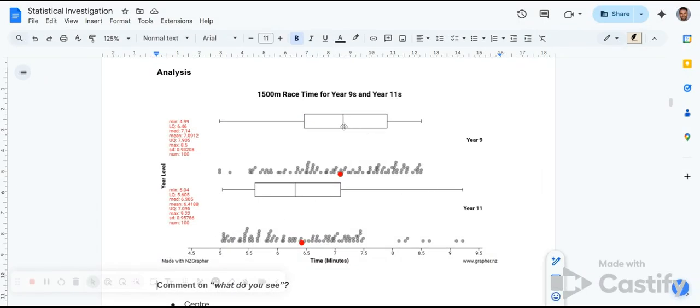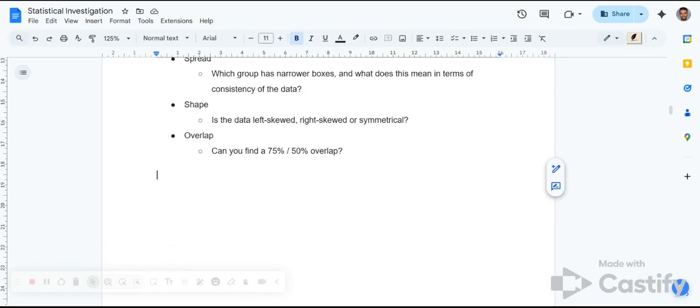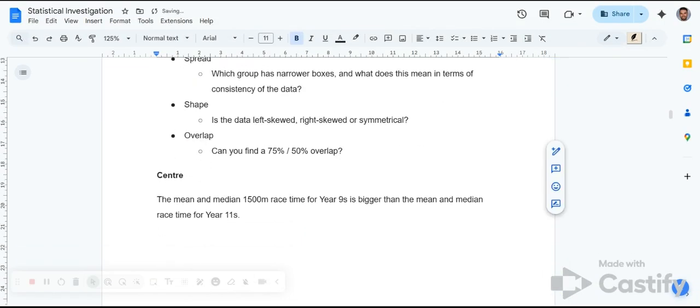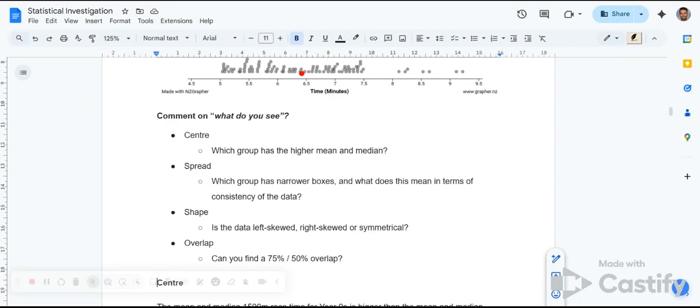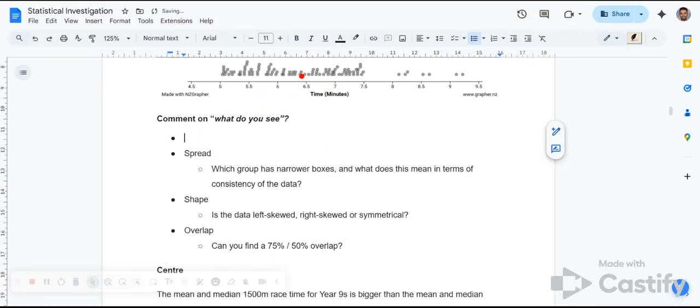So just visually I can see that the mean and the median for Year 9s is higher than the mean and the median for Year 11s. So I can have a sentence about the center that says that the mean and the median 1500 meter race time for Year 9s is bigger than the mean and median race time for Year 11s. So this one is now complete.